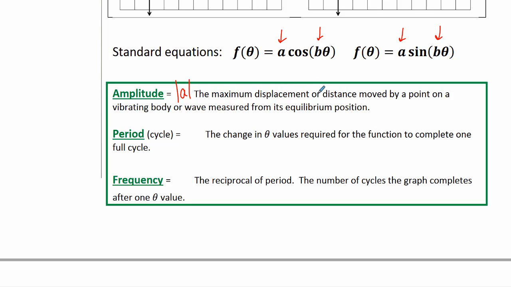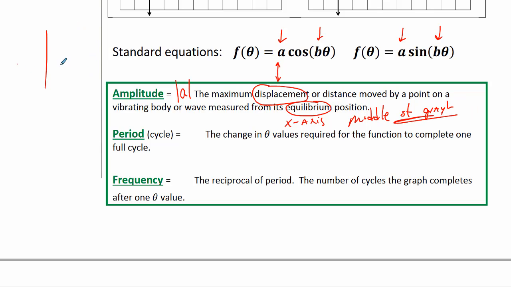The maximum displacement or distance moved by a point on a vibrating body or wave measured from its equilibrium position. That literally just sounds like gibberish. If you don't know what math is, you're like, what? I don't know what this means. The displacement is just up or down. Okay, how far it goes up or how far it goes down from its equilibrium position. The equilibrium position is, for the most part, the x-axis. Okay, the equilibrium position is just the middle of the graph. Middle of graph. That's probably the easiest way you could understand it.